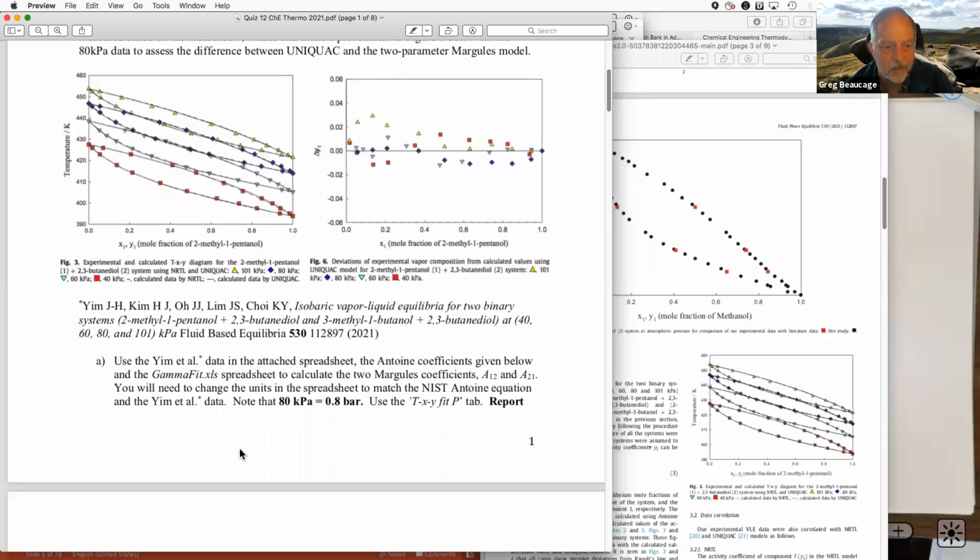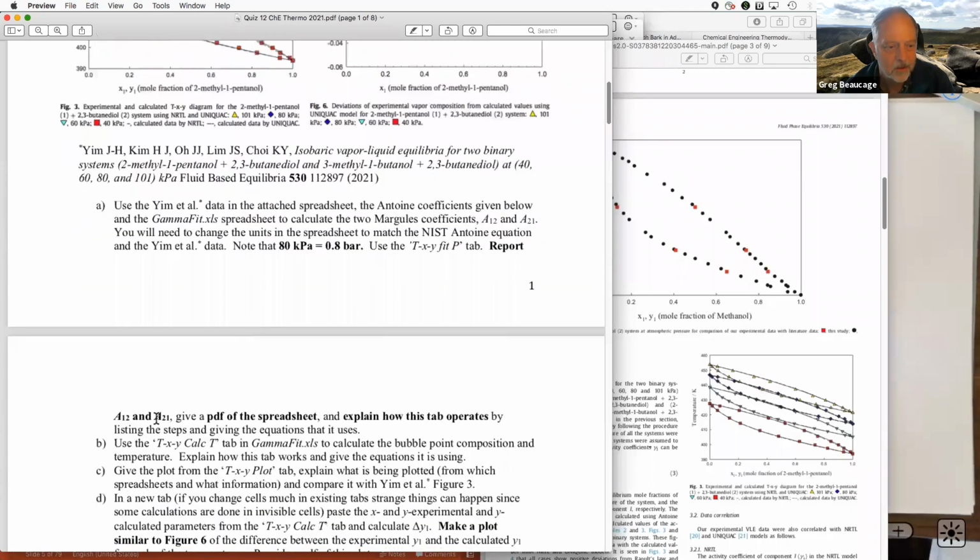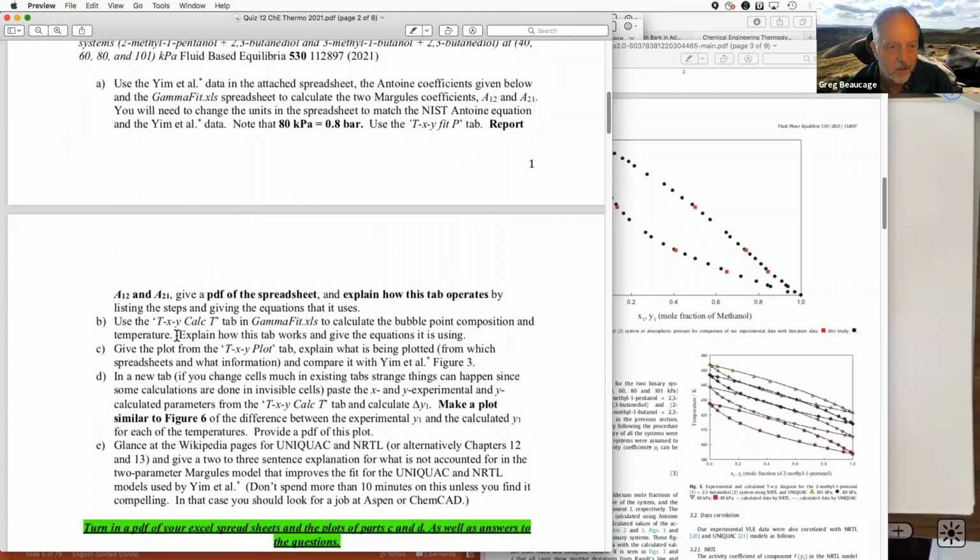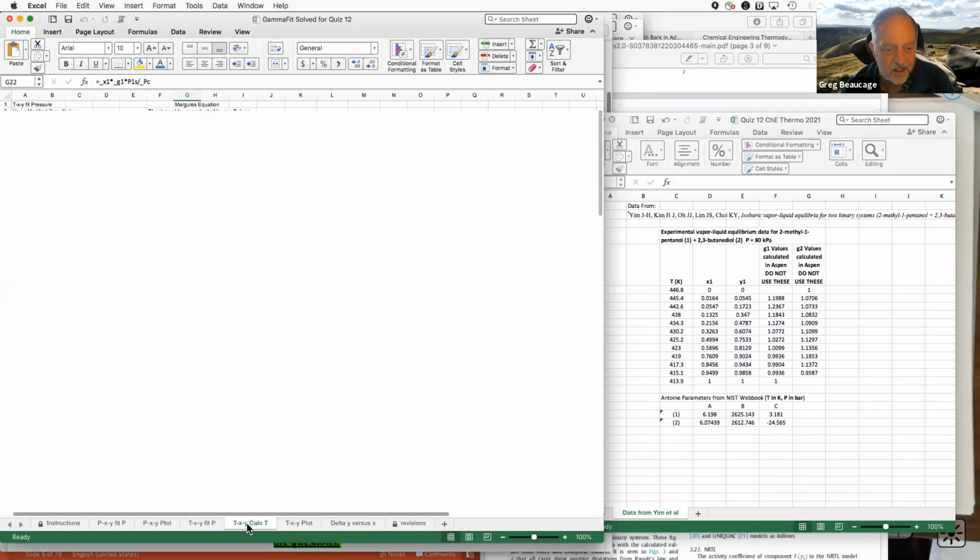Use that, report the A12 and A21, and show the spreadsheet and how it works. Then use the TXY calc tab in GAMFIT to calculate the bubble point composition and temperature. This is where you create the phase diagram. Before that, you're just using the experimental temperature, so you haven't actually calculated anything. You just got the A12s and the best Y's you could get with them. But you haven't calculated any temperatures or the phase diagram. To calculate the phase diagram, you use TXY calc T.